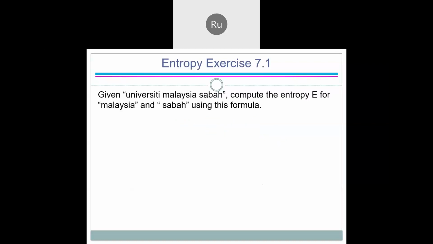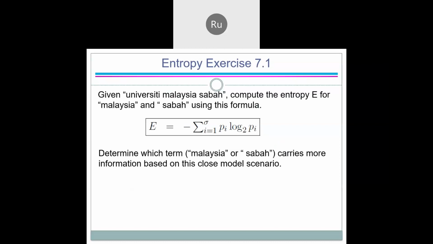Okay, so this is a sample question. Just now we have gone through university. Your task is to find it for Malaysia and Sabah. Okay, so when you have free time, you can do this one.